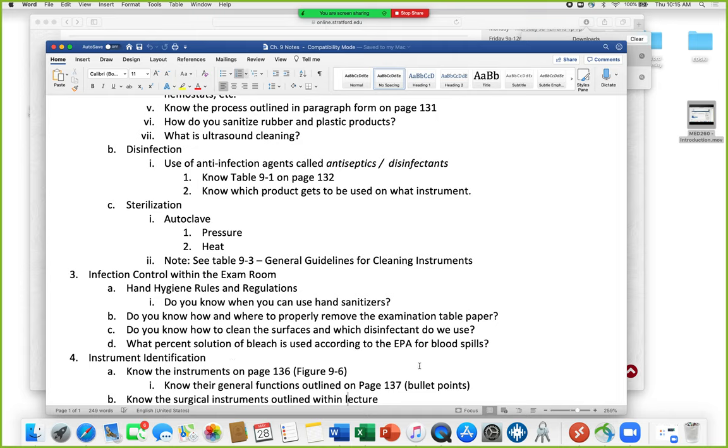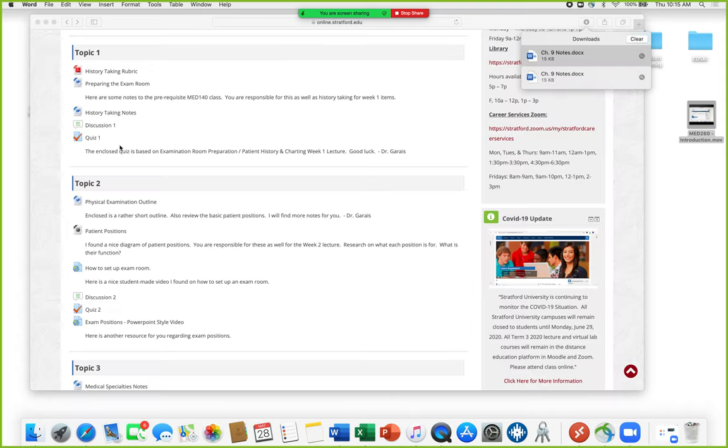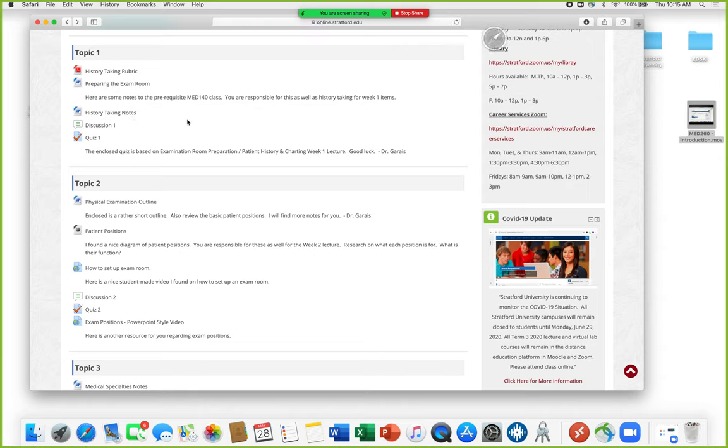And last but not least, instrument identification. For this class, good to know, nice to know. But we're more concentrating on these three things up here and the autoclave. All right. I also have some history taking notes here as well, and they should match up with some of the stuff that we talked about in the rubric. Let's look at that.